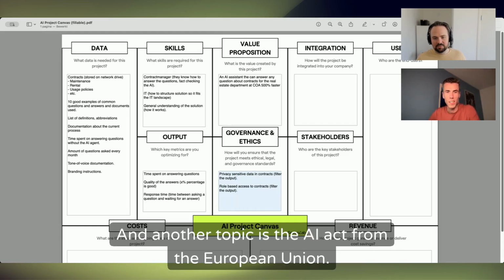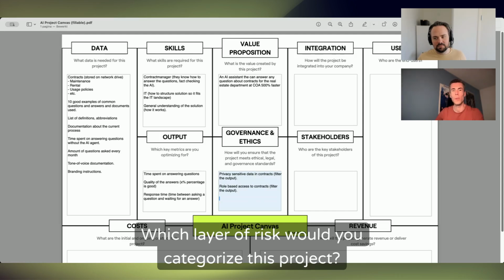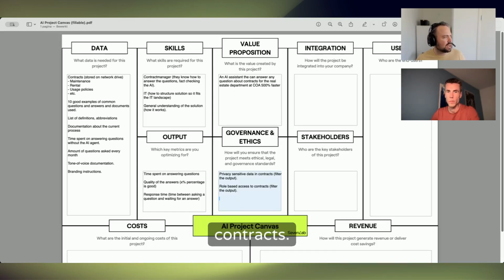And another topic is the AI Act from the European Union. Which layer of risk would you categorize this project? There might be some privacy concerns with those contracts.